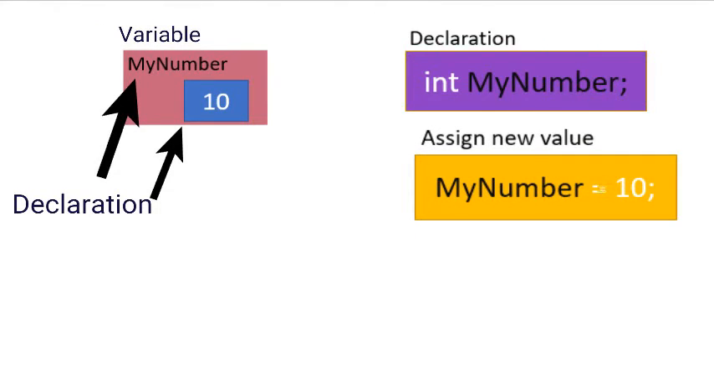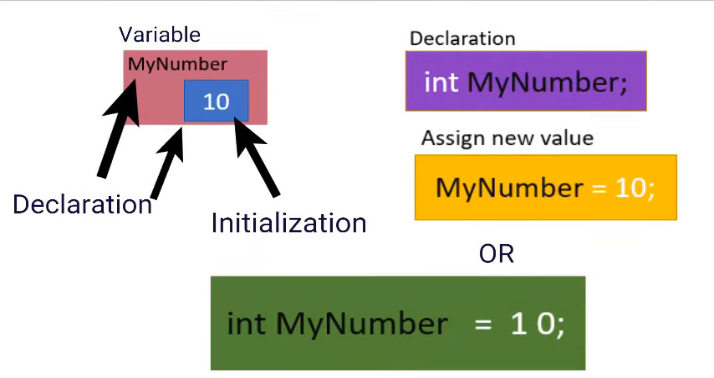Then, we use equal symbol to initialize or assign the value to that variable. Let's say my number equals to 10. Or we can declare and initialize the variable in a single line. To do that, we write the data type followed by the variable name and then write an assignment operator along with the value. For example, integer my number equals to 10.